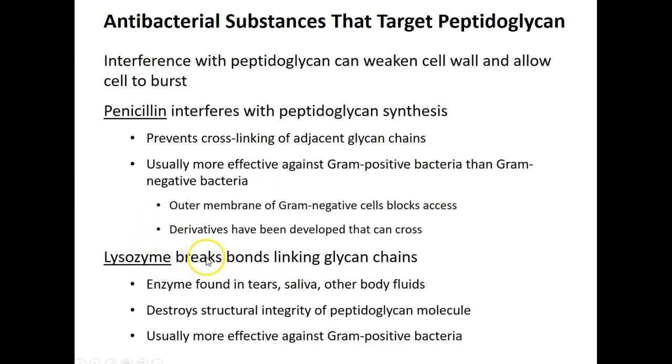Lysozyme breaks the bonds between the linking of the glycan chain, those bonds between the tetrapeptide chains that we saw earlier. So once again, if your cell depends heavily on peptidoglycan for protection, i.e. if you're a gram-positive cell, lysozyme is going to be much more effective than it would be against a gram-negative cell. In the end, penicillin and lysozyme are much more effective against gram-positive cells than they are against gram-negative cells.